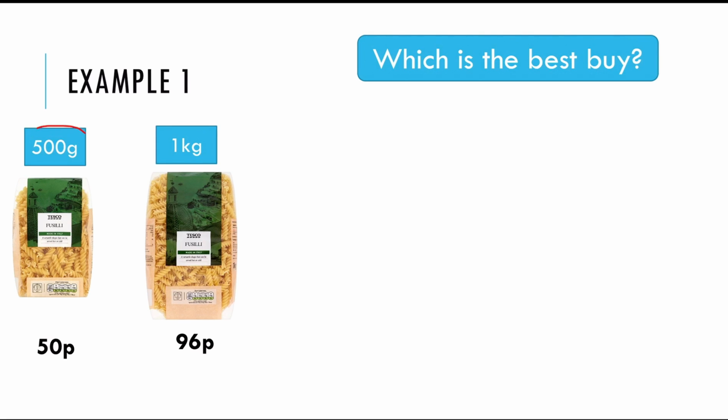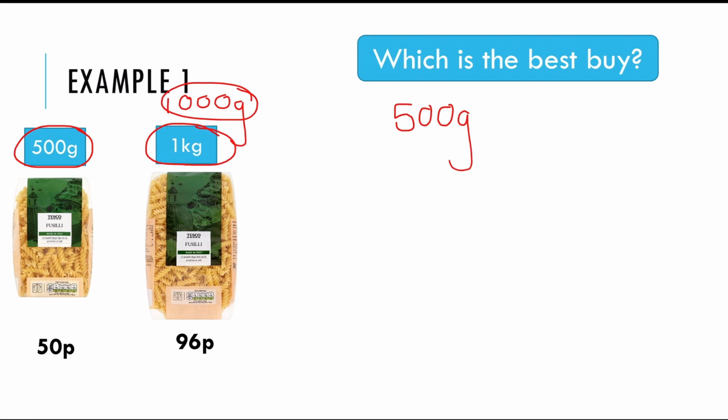The best thing to do is to work out the highest common factor of the two sizes that you're given, but they need to be in the same units. Currently, one's in grams and one is in kilograms, so I'm going to change the 1 kilogram to 1,000 grams. So we are looking for the highest common factor of 500 and 1,000, and it would be 500 grams. So we know that 500 grams, the small pouch, is 50 pence.